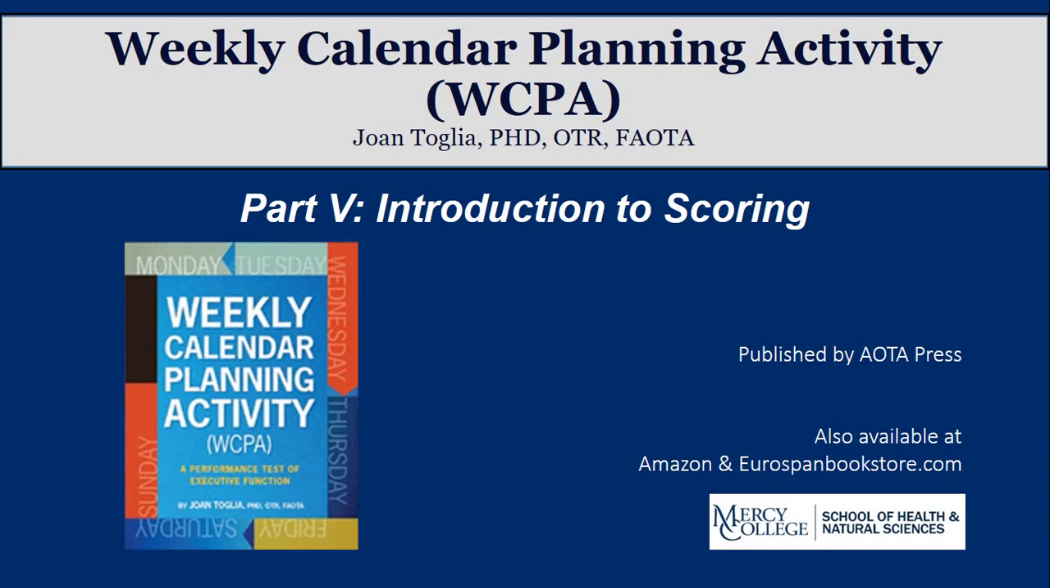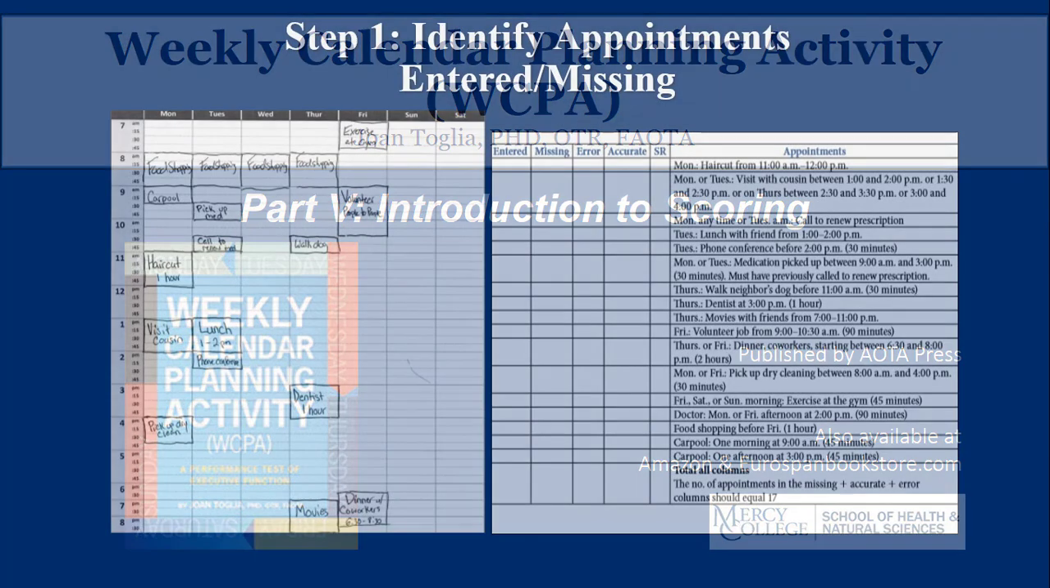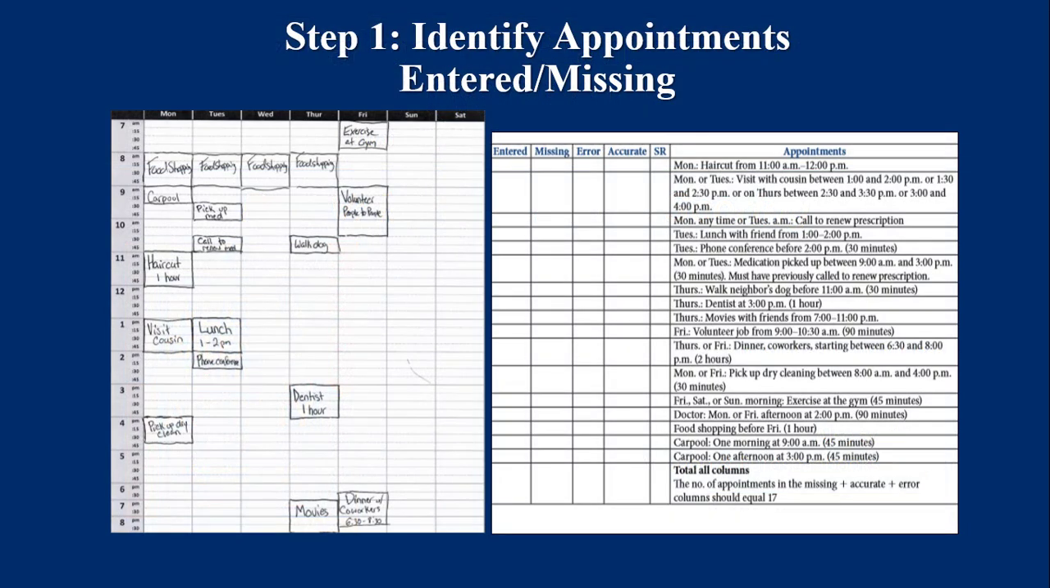The following presentation will discuss scoring of the WCPA. This module follows parts 1 through 4 and should be used in conjunction with the WCPA manual. Step 1 of WCPA scoring involves identifying appointments as entered or missing.